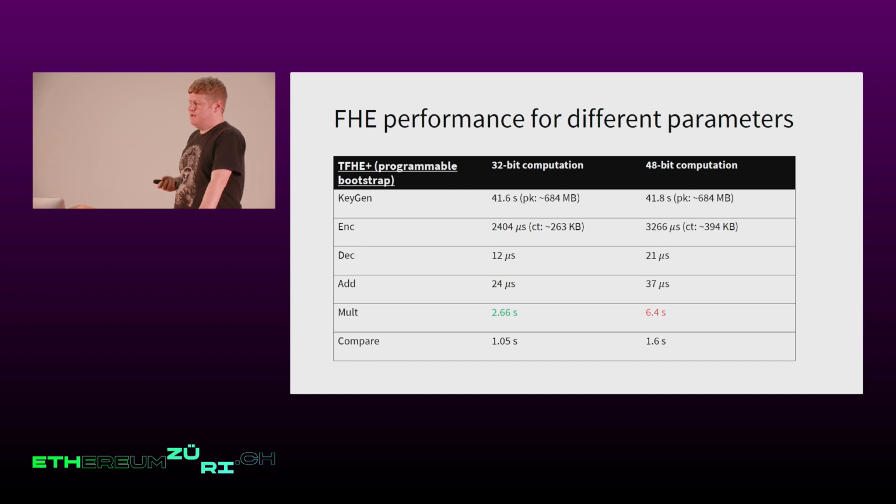Conversely with TFHE, if you change the amount of precision, you can see that if we 1.5x the amount of precision, going from 32 to 48-bit, most things are about 1.5x slower, except for multiplication, which is not. It grows by more than a factor of 2.